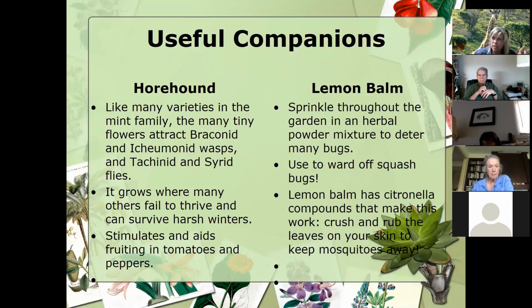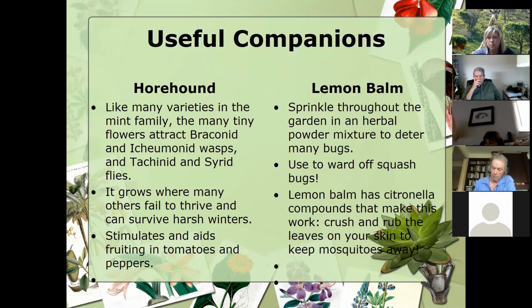So horehound's one of those that's really going to draw those populations in. And you'll notice there that second bullet, it's going to grow where many others fail to thrive, and it's going to stimulate and aid in fruiting tomatoes and peppers. The one thing about horehound, it can get a little leggy, almost rubbery, so you do have to keep it pruned back year to year, but I usually wait till like this time of year to prune that back, just to keep that cover, I guess, for the birds.